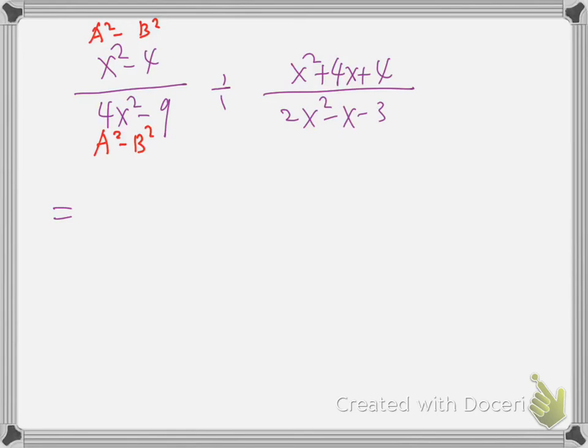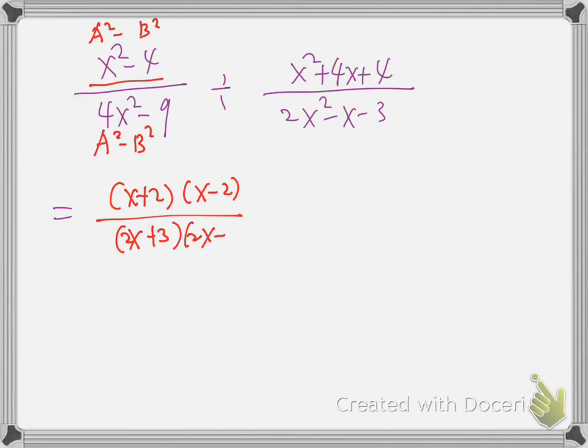So on top, A is x, B is 2. On bottom, A is 2x, B is 3. So we got x plus 2, x minus 2 on top, 2x plus 3, 2x minus 3 on the bottom. So now, what's the division rule for fractions?